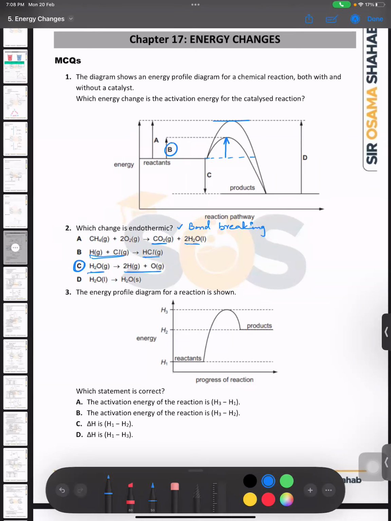Let's see. The activation energy for the reaction is... So you can see this. Activation energy is always from reactant to the highest peak, and this is H3 minus H1. This is the right answer. The activation energy for the reaction is H3 minus H2. This is not activation energy. ये तो activation energy नहीं है. Product से highest peak तो नहीं होती ना. Reactant से highest peak होती है. Right?